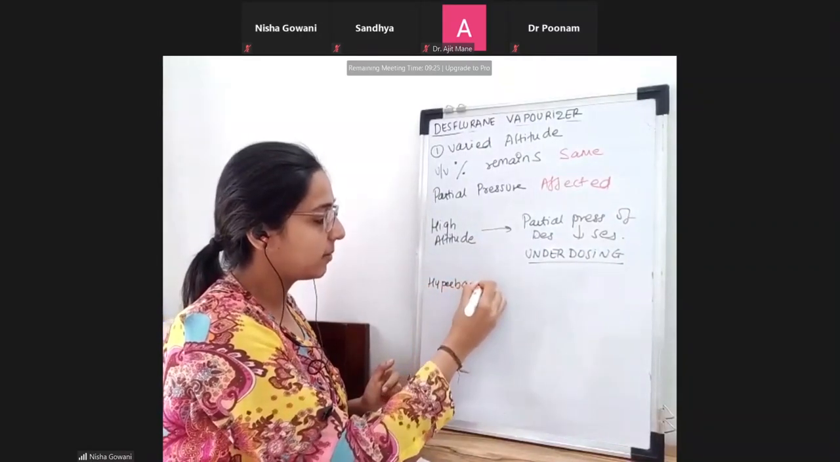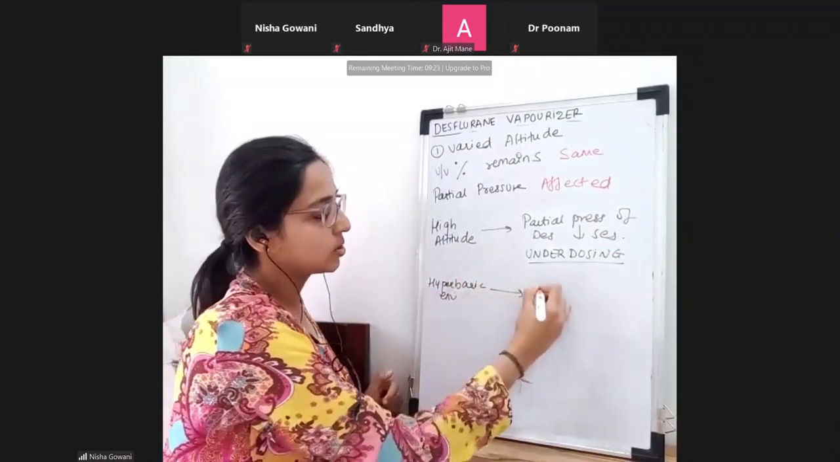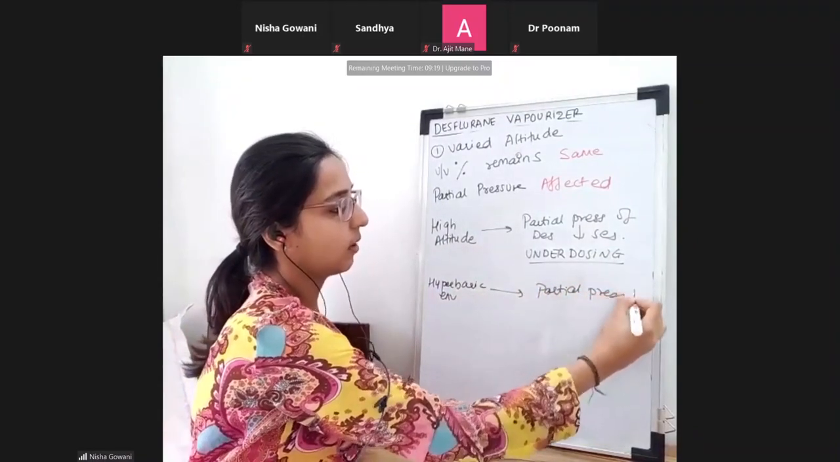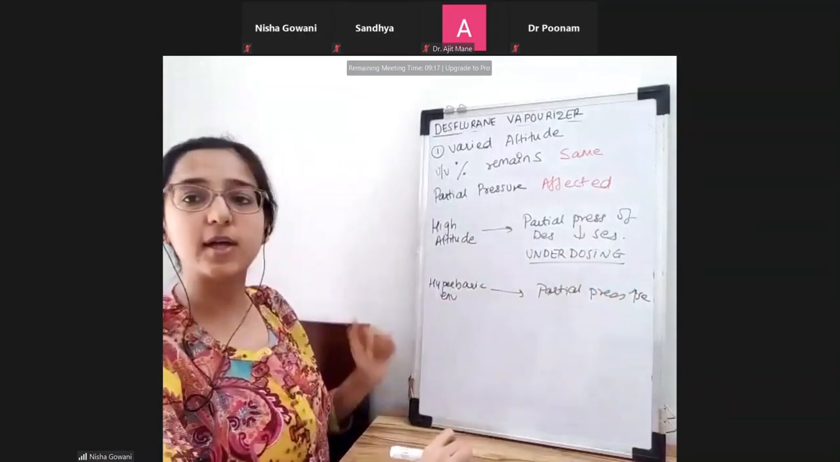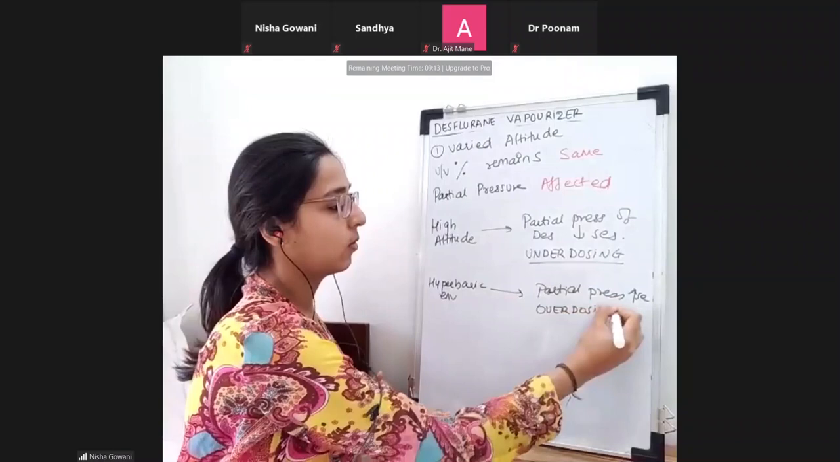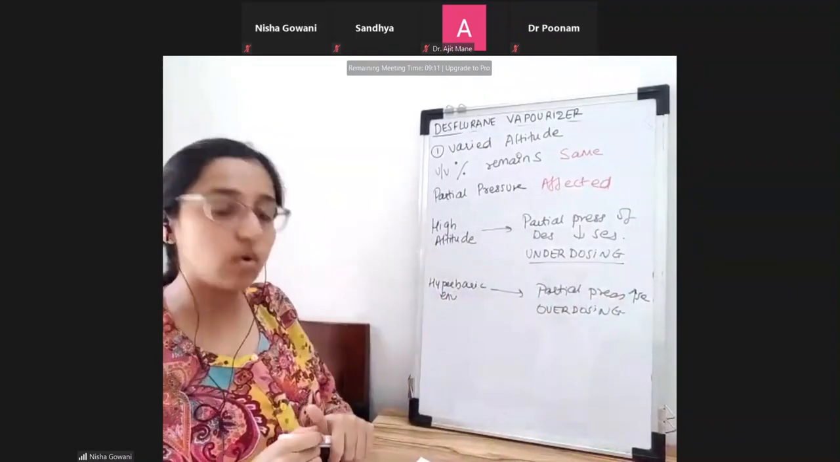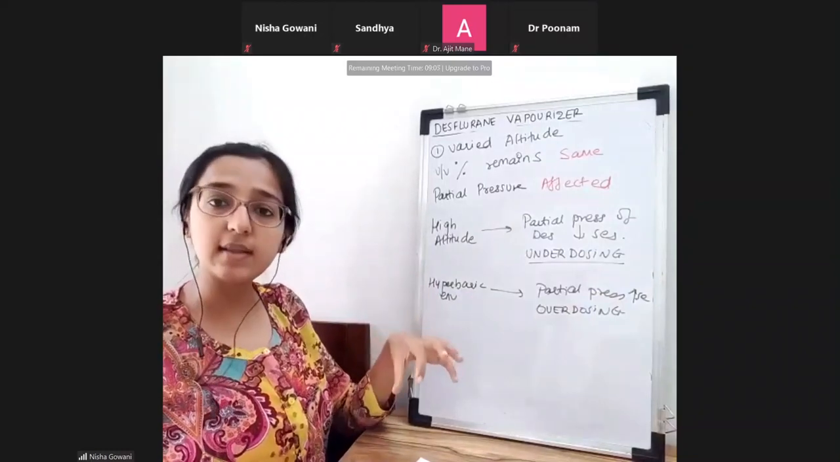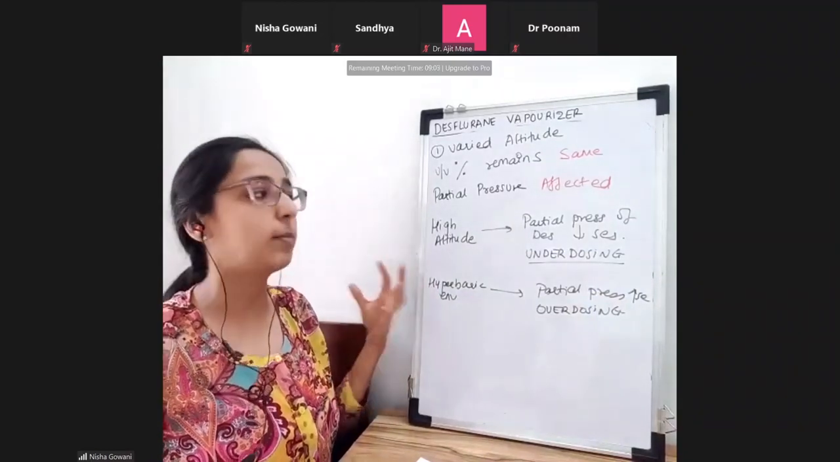If you're in a hyperbaric environment, the partial pressure will be increased. So the partial pressure will increase and you can have overdosing as a problem. So we have to alter the dial settings. Whatever dial settings we are putting, that needs to be changed depending upon the altitude.